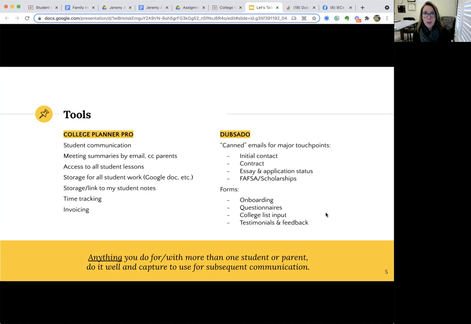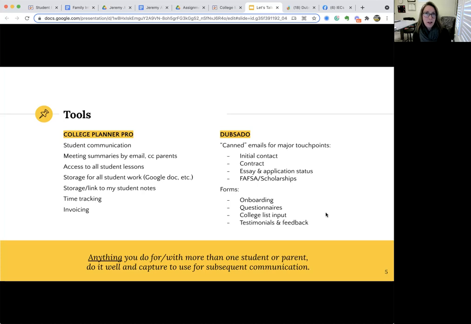I use it for my initial contact. I have a contact form on my website that gathers leads for me. I use it for contracts. I use it for communicating to parents about essay and application status. And I use it for commonly covered topics like FAFSA, scholarships, all of that kind of thing.